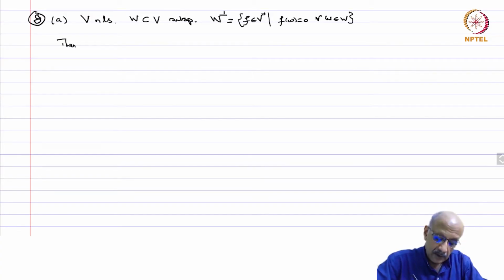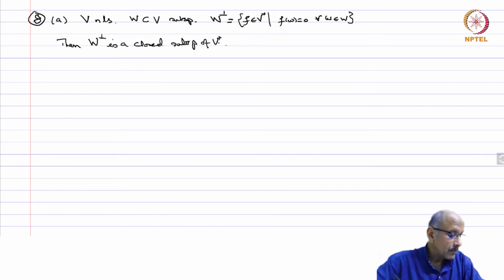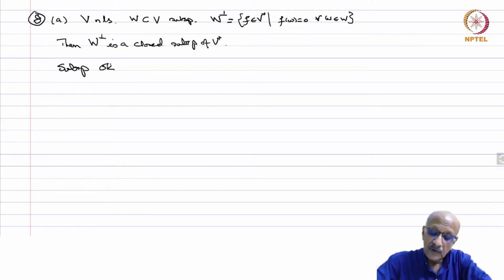Then W perp is a closed subspace. So this is almost immediate. So subspace, okay, by linearity. So if f and g are in W perp, then alpha f plus beta g acting on w will also be 0, and therefore it's a subspace.